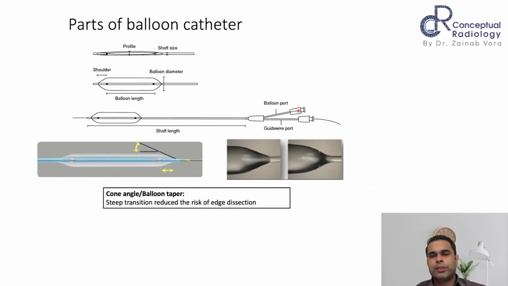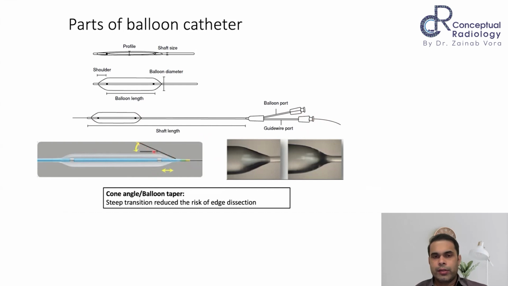Of course, single lumen was just to show how we used stuff, but nowadays most of the balloons in PAD are double lumen balloons, one for the wire and one for the inflation. So these are the things that you should know.